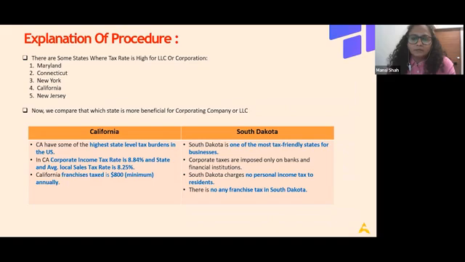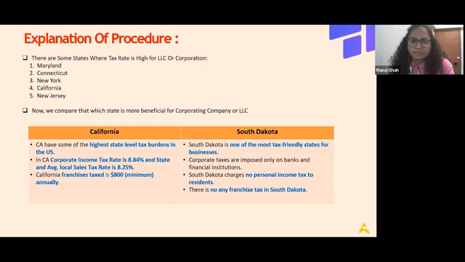Okay, now we see that some states have higher taxation requirements. A few states are Maryland, Connecticut, New York, California, and New Jersey. When a non-US person is incorporating a business in the US, we usually recommend that you should not go for these states, because there is no point in paying the higher state tax when you are operating outside of the US, if you are a non-US person.